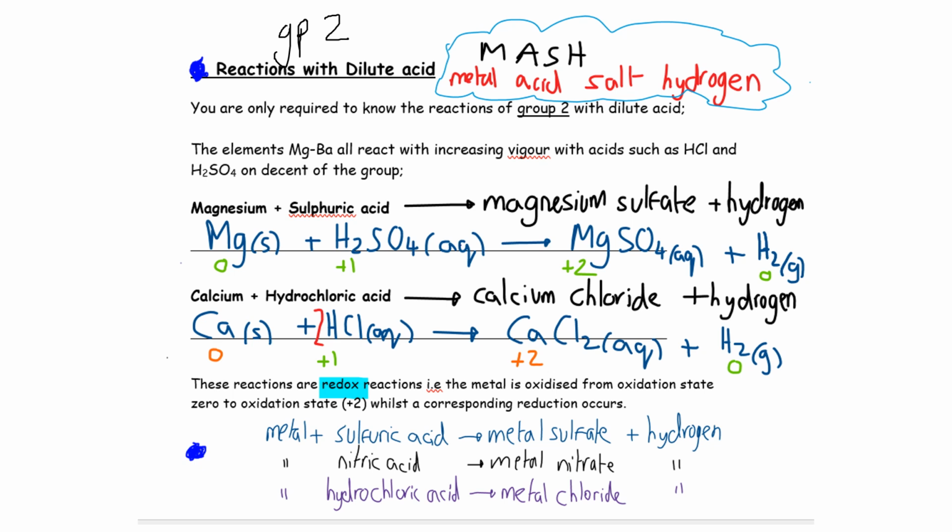And in all of these reactions where the metal reacts with the acid, they are redox reactions. So oxidation and reduction are taking place simultaneously. And the reason for that is the metal is going from 0, as it's an uncombined element, to +2 in the salt. But then the hydrogen is going from +1 to 0. So where the magnesium is being oxidized, the hydrogen is being reduced because the oxidation number is decreasing. And as we say, these metals get more reactive as we go down the group.